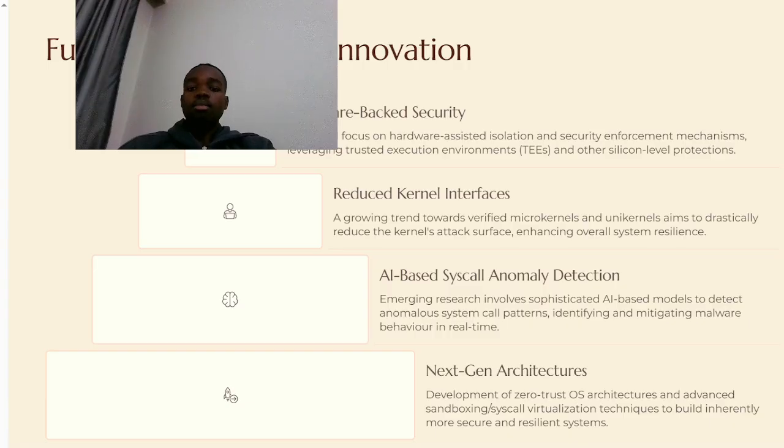AI-based system call anomaly detection. Emerging research involves sophisticated AI-based models to detect anomalous system call patterns, identifying and mitigating malware behavior in real time. Next-gen architecture. Development of zero-trust OS architectures, and advanced sandboxing and virtualization techniques to build inherently more secure and resilient systems.